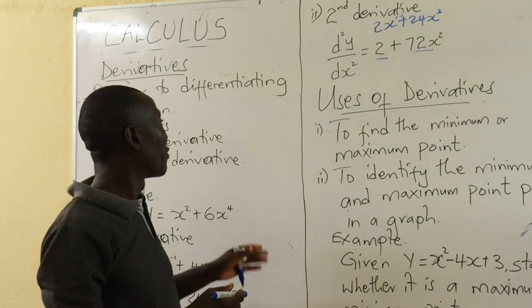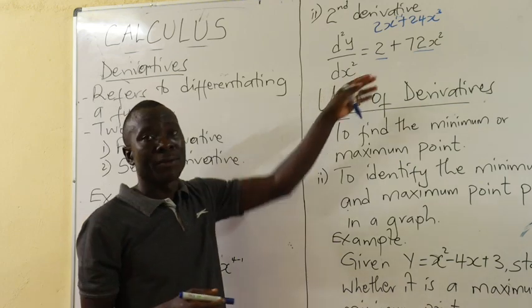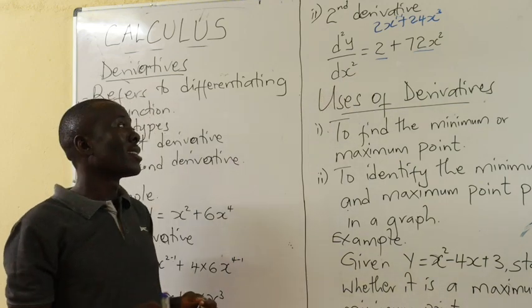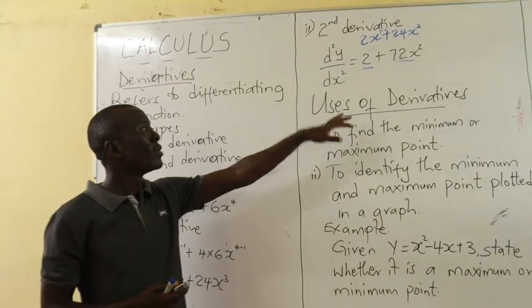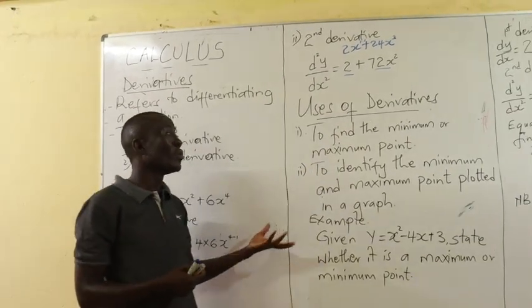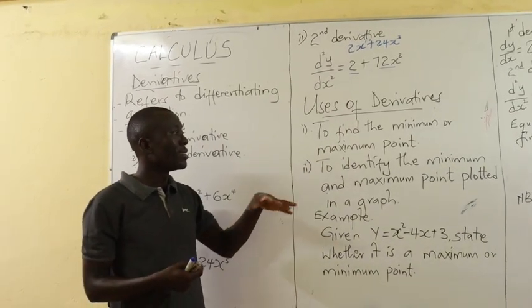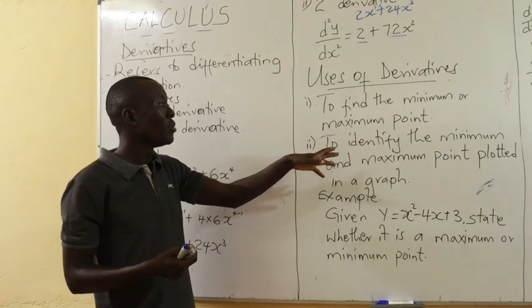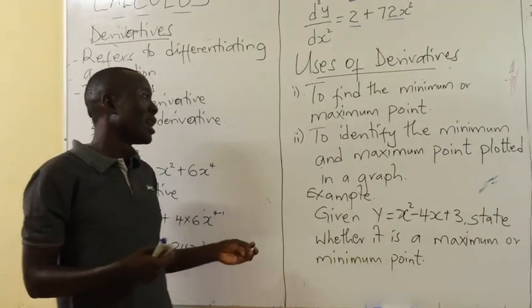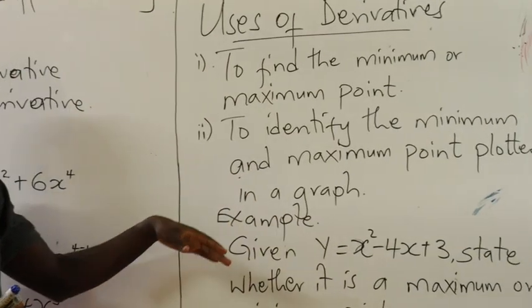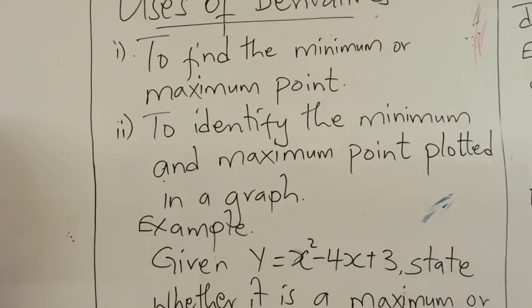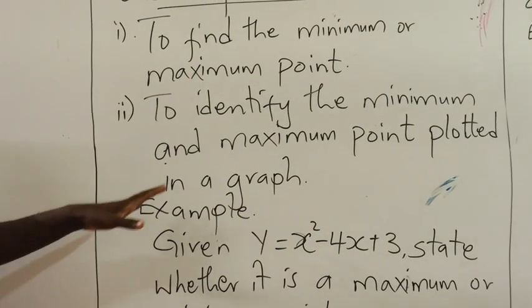So that is how we find the first and the second derivatives in case we are asked to find these particular derivatives. When now do we use these derivatives, or where do we apply these derivatives? We apply these derivatives to find the minimum or maximum points, and also to identify maximum or minimum points when plotted on a graph.